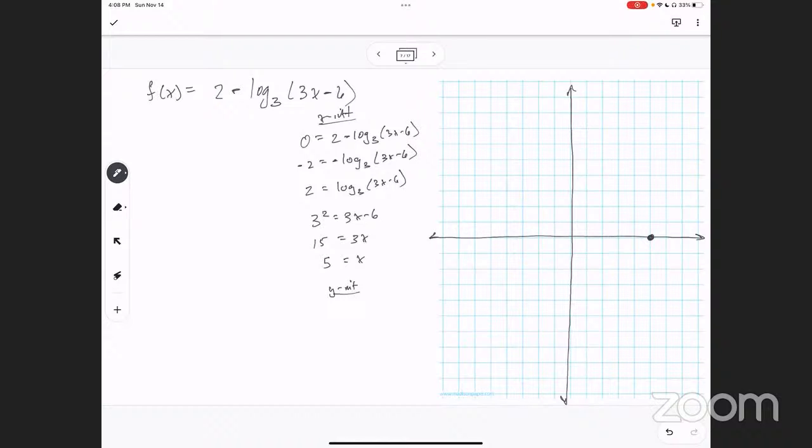Y-intercept is 2 minus log base 3 of -6. And what do you immediately think? Oh, you need to subtract the -2. Hold on. Wait, think about the last thing you just said. Log base 3 of what? -6? Is that possible? No. So I'd say none, right?